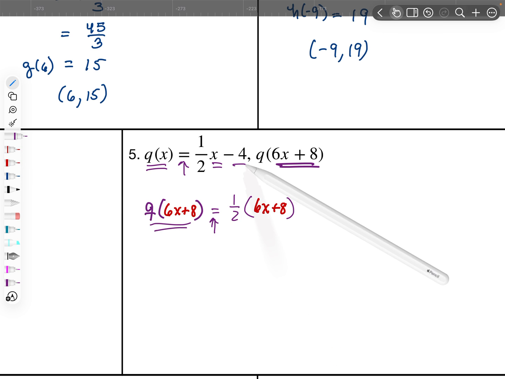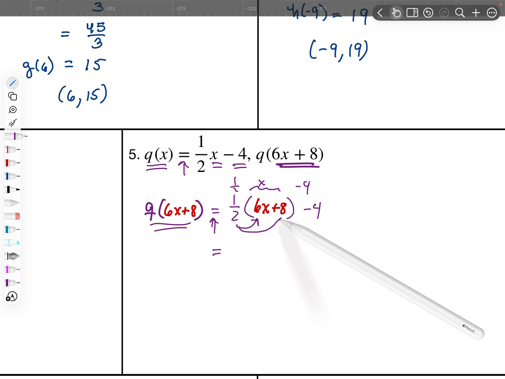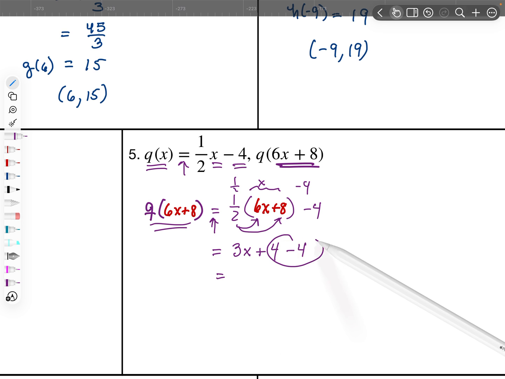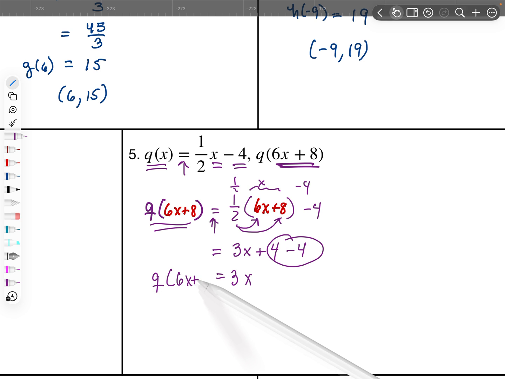And then comes this minus 4 outside. All right, so this is still 1/2. This is your x minus 4. It's just got x replaced. Now, this isn't easy. We got to distribute. I'm going to go upside down this time. Half of 6 is 3x. Half of 8 is 4. Half of 8 is 4. There we go. And those two 4s are like terms. And so the q of 6x plus 8 is just 3x. And we are done.